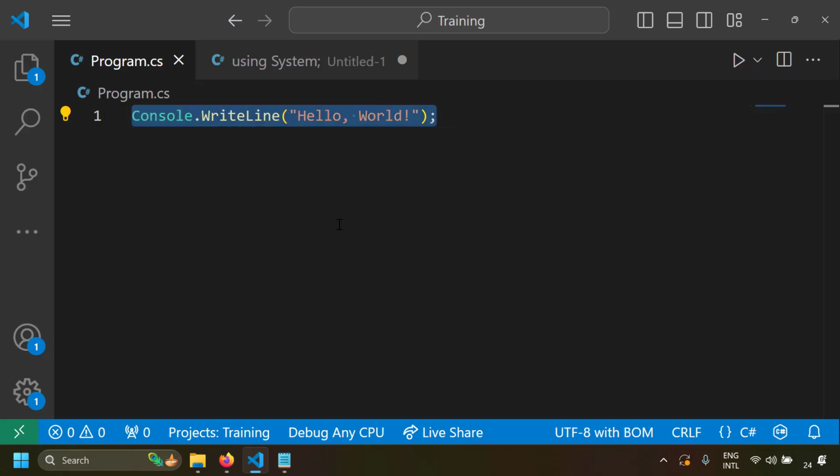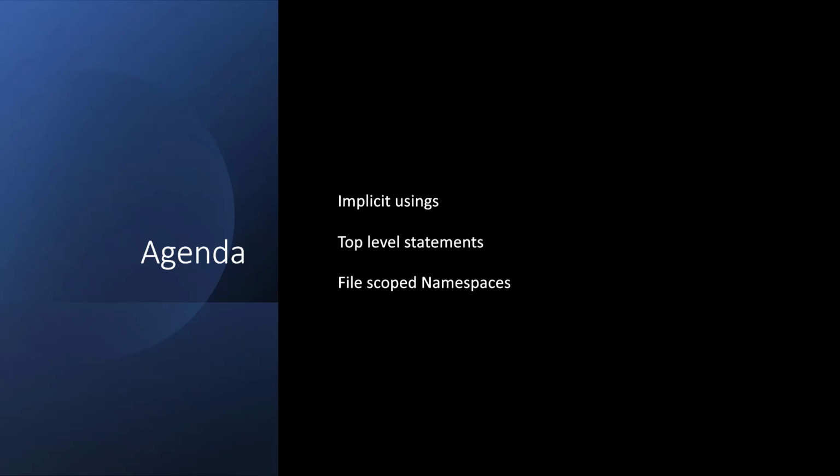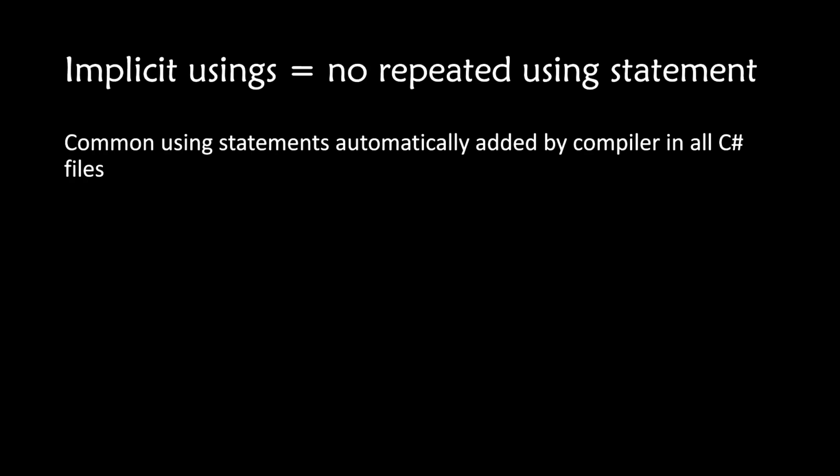Well, how was this made possible? It was possible due to three features: implicit usings, top-level statements and file scope namespaces. So implicit usings means some using statements are automatically added by the SDK in all the C# files even if you don't mention them. For example, the statement using System is not required to be written because the SDK adds using System in all the C# files of the project by default.